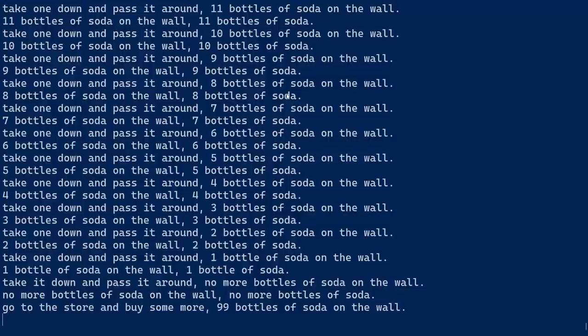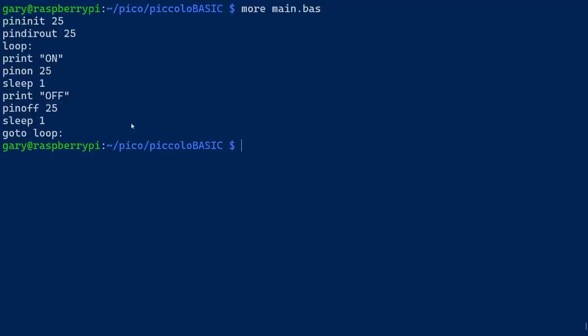Okay, one last demo. This is a GPIO program. Pin init, pin 25 is the built-in LED on the Raspberry Pi Pico. Pin init pin 25, pin dir out, direction out. So we set the direction out for pin 25. Then there's a loop here: print on, pin on 25, sleep one, print off, pin off 25, sleep one, go around in a loop. So it'll basically flash the LED and print on and off on the screen. We don't need the sleep at the top here because this is a loop. So we'll catch the output here at some point.